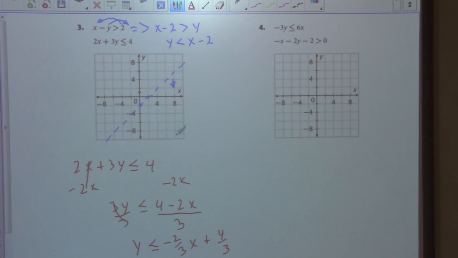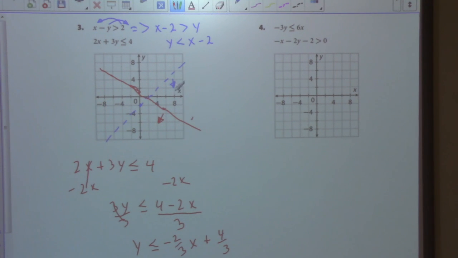And then our slope is going to be, what's our slope going to be? Negative 2 over 3. Okay, so if you go down 2 and over 3, it'll be something like this. 2 down, up 2 over 3 this way. And it's equal to and less than, right? Yep. So that's going to be what kind of line? Solid. Solid line. And then that's going to be equal to and less than.